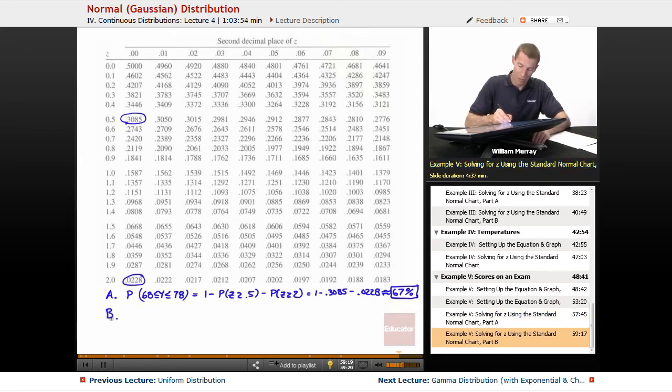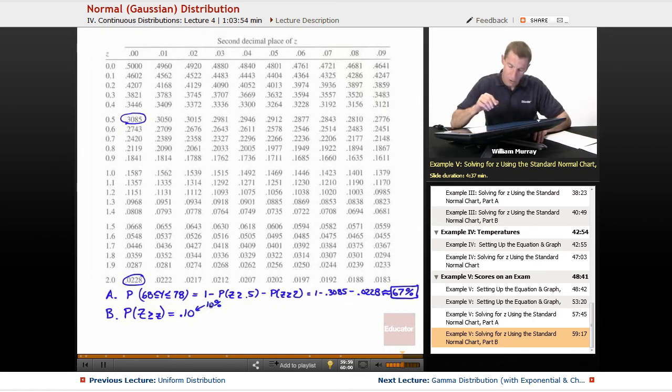In the second part of the problem, we wanted to find the minimum score above which only 10% of students score. So the first thing was to solve for a cutoff value of z. I wanted to find a little z such that the probability of being bigger than that is 0.10. That's from the 10% given in the problem.